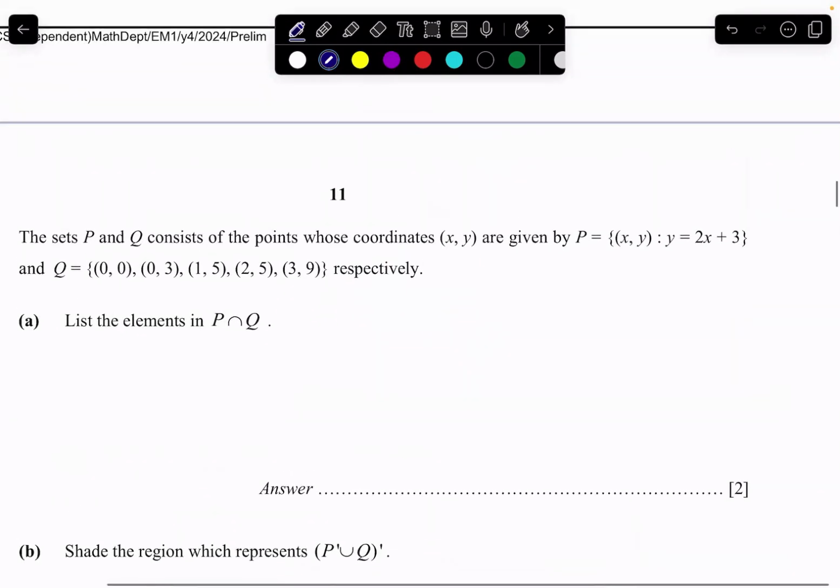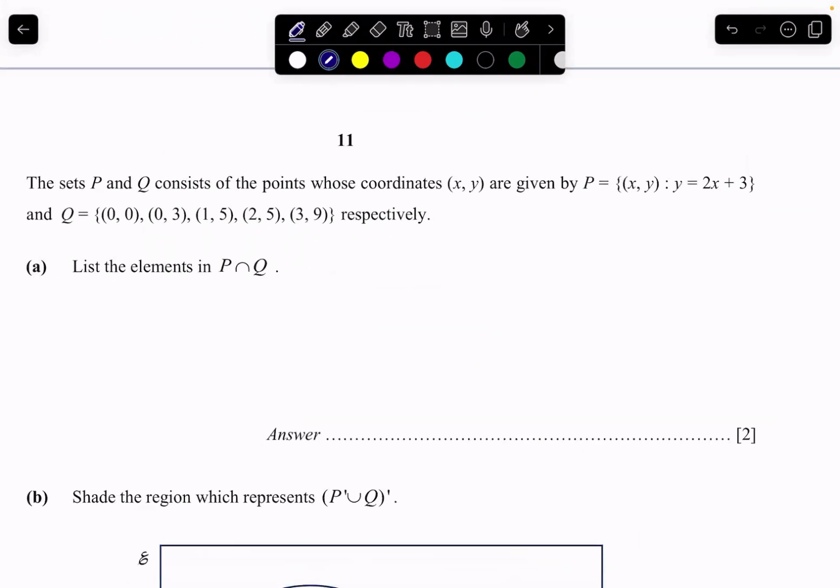This one is a little bit of mental work, where you need to keep subbing in. Definitely P doesn't have (0, 0), because if you sub in 0, 2 times 0 plus 3 is 3. Then 2 times 1 plus 3 is 5, so this is inside. 2 times 2 plus 3 is 7, so this is not inside. 2 times 3 is 6, 6 plus 3 is 9, so this is inside. So the elements in P intersect Q will be (0, 3), (1, 5), and (3, 9).